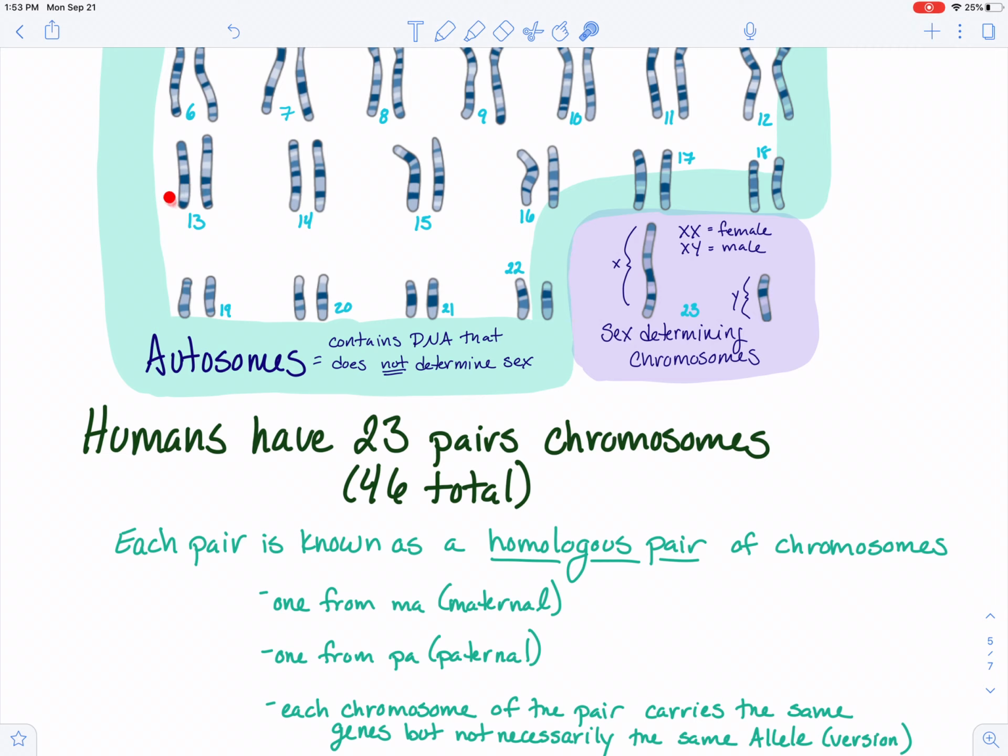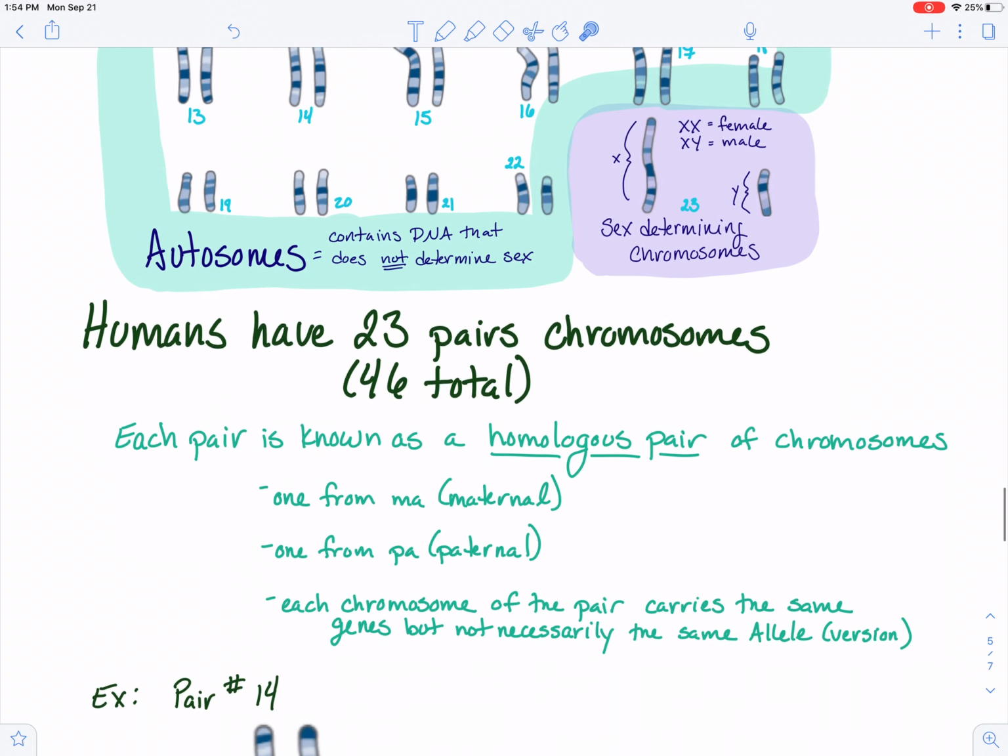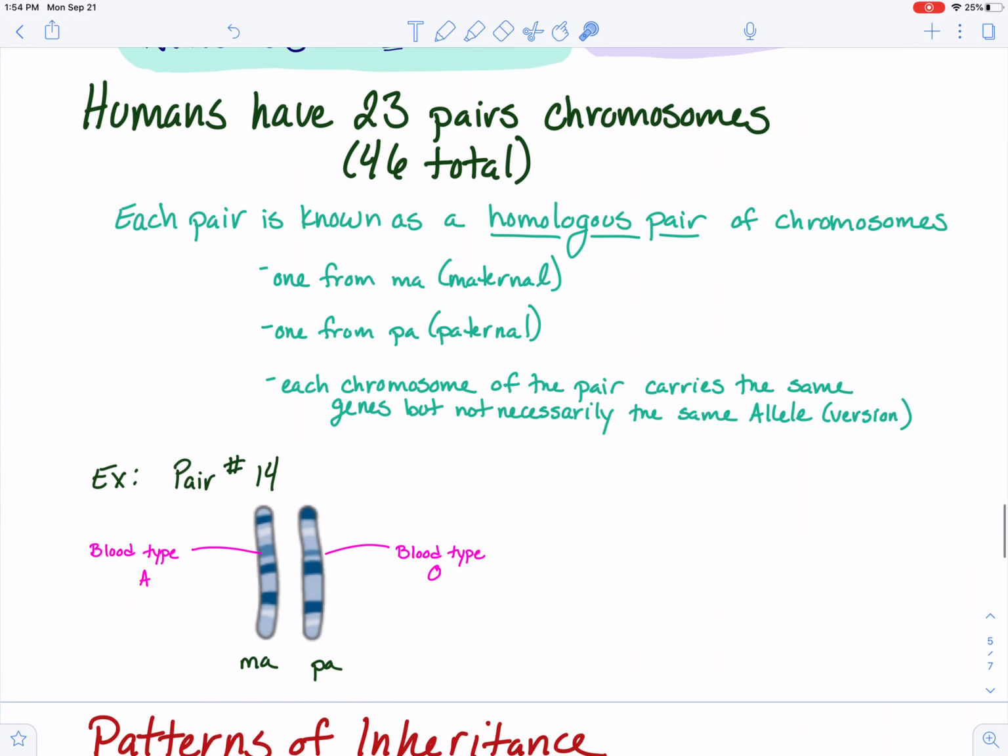So your dad might have given you a gene for weak fingernails, and your mom might have given you the gene for strong fingernails. It's a weird one, but that's what came to my mind. So here's a better example that I drew down here. We've got a pair of chromosomes. Again, on this pair, let's say blood type is the gene that is coded for. So chromosome number 14 codes for blood type. But there's a chance that your maternal copy gave you an allele for blood type A, and your paternal copy gave you an allele for blood type O.